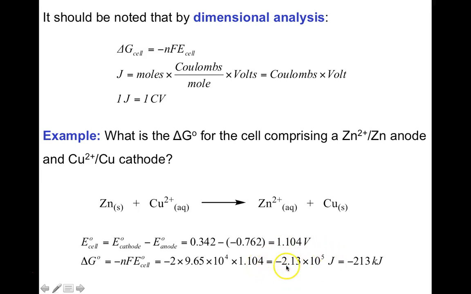I put all of that together and I get a negative number, negative 2.13 times 10 to the 5 joules. If I want, I can convert that to kilojoules. This is a pretty typical value for a chemical reaction. A few tens to a few hundreds of kilojoules is not to be unexpected.